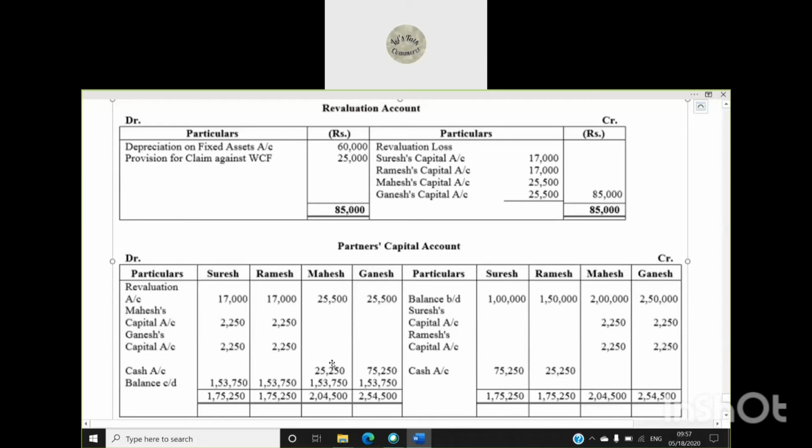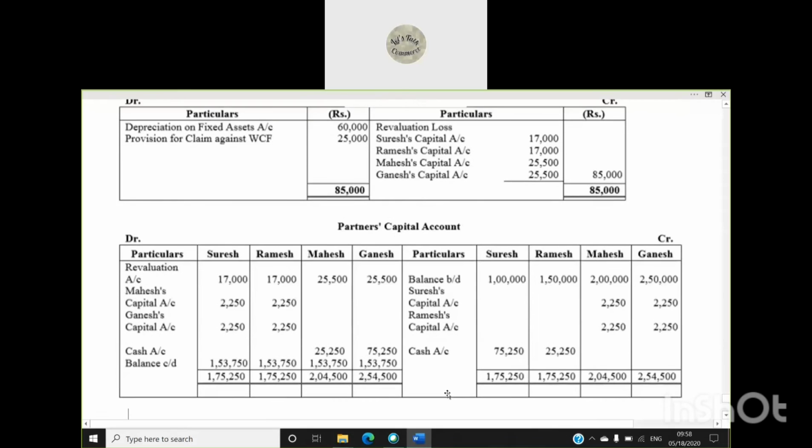This is known as adjustment of capital, that some partners are bringing cash into the business and some are withdrawing cash from the business, for making this adjustment of capital for bringing the capital in the new profit sharing ratio. Is this clear to everyone? How have we done adjustment of capital? Any questions? No questions. Okay, clear.